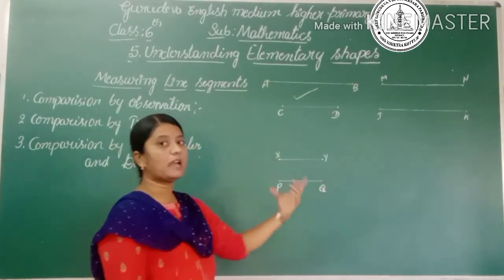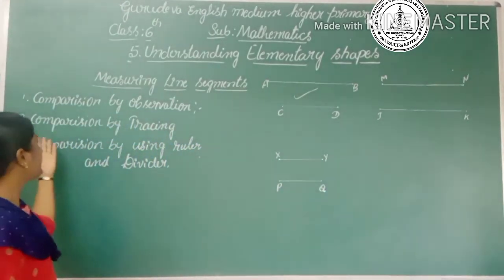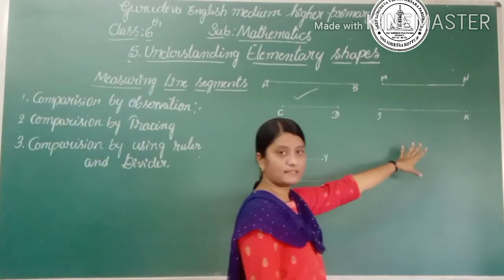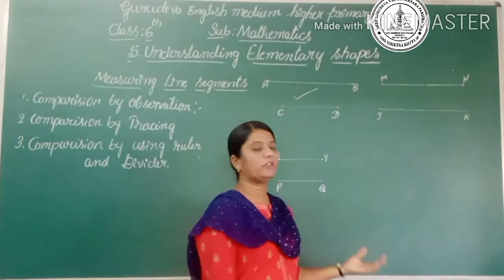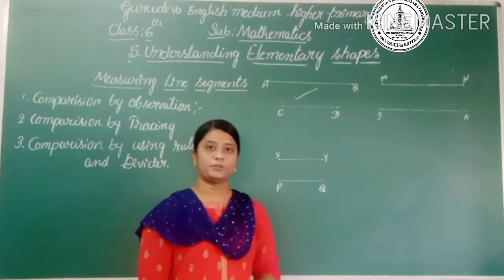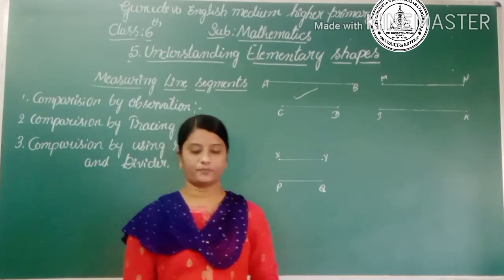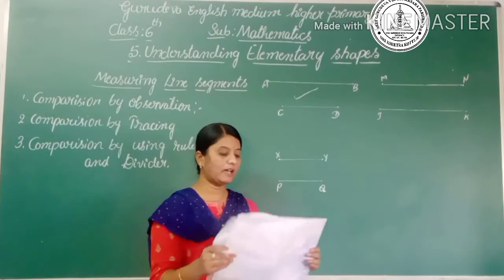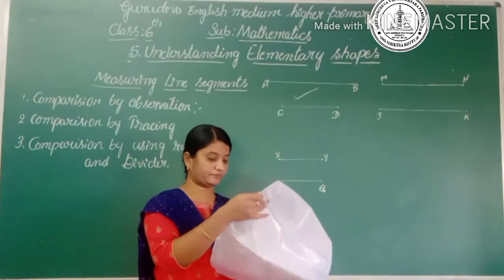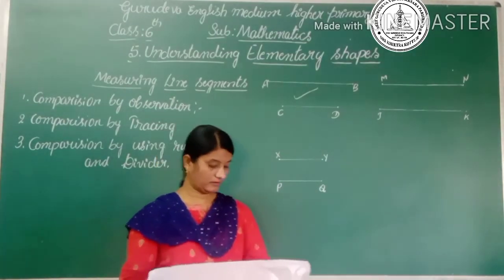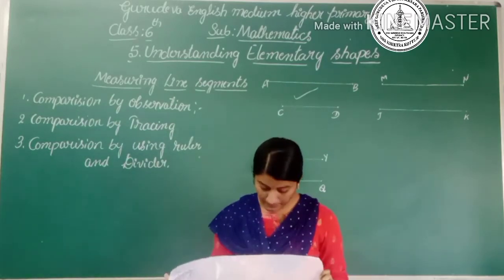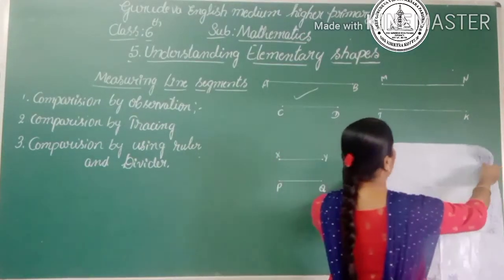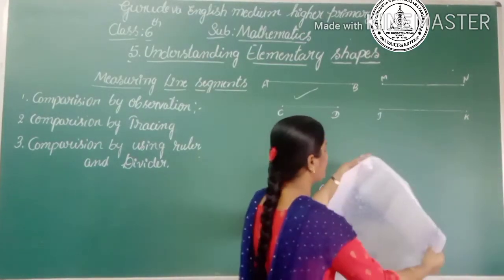In these cases we have to use the second way, that is comparison by tracing. How do we compare these two line segments by tracing? We use trace paper for drawing pictures. Here I have taken one trace paper. See here, it is the trace paper. Using this paper, first we have to keep the line segment. Here I have drawn some pictures.